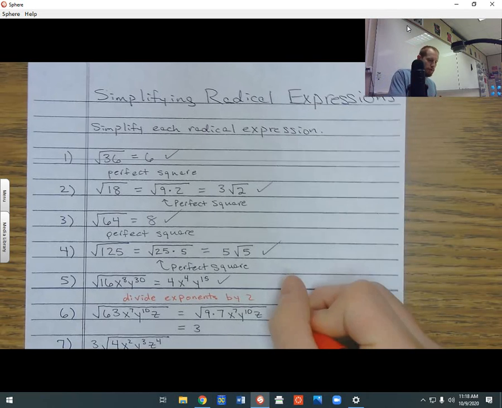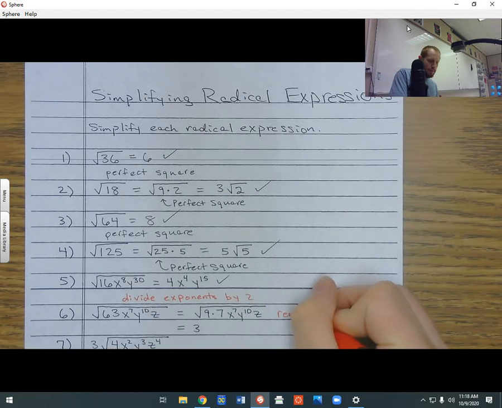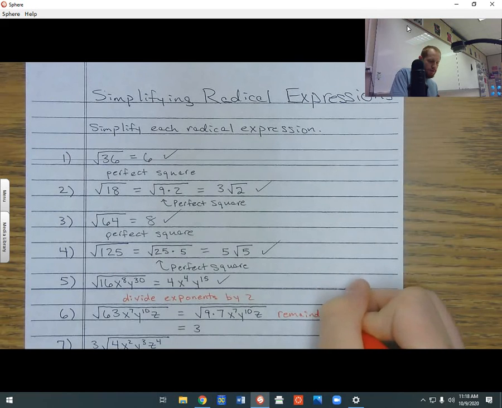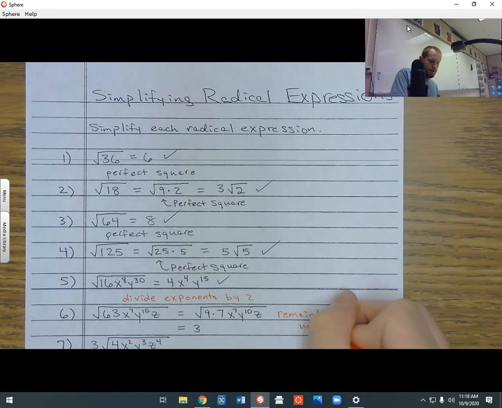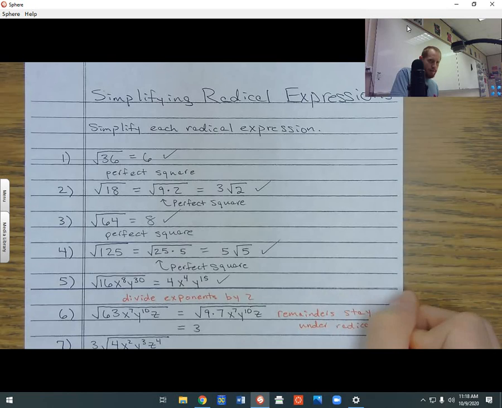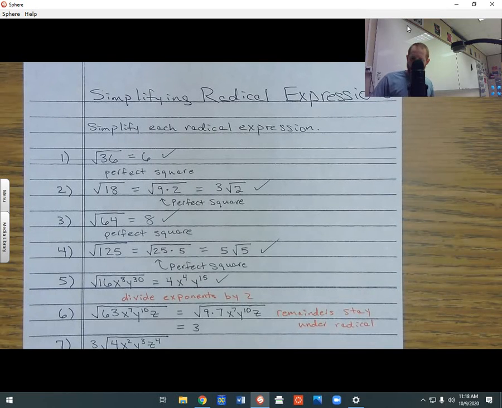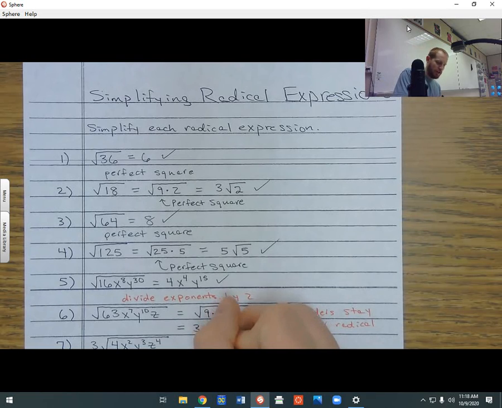So remainders stay under the radical. So here's what's going to happen. 7 divided by 2 is 3, remainder 1, so I can take 3 x's out, but 1 x has to stay under there.